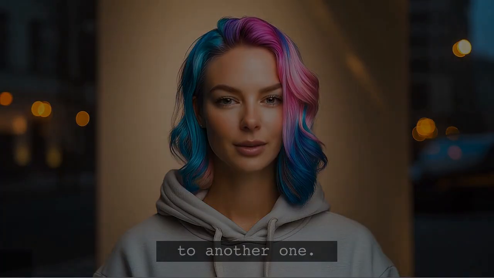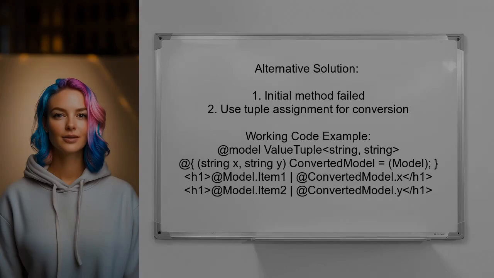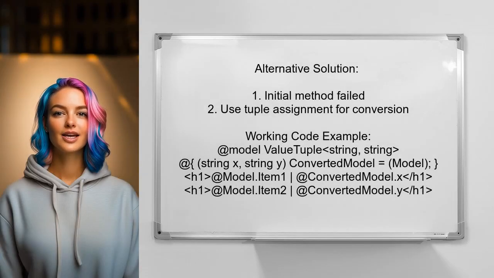Let's move on to another one. An alternative approach shared by a user involves using ValueTuple in the view. They found that the initial method didn't work, but a slight modification did. Instead of directly converting the model, they declared a new variable for the converted model using a tuple assignment.